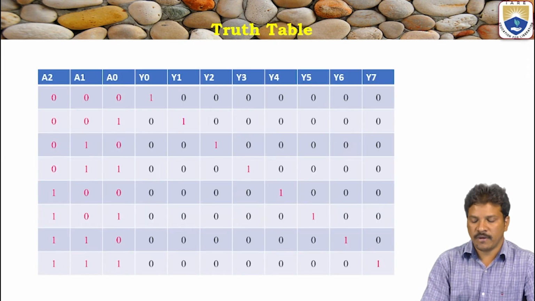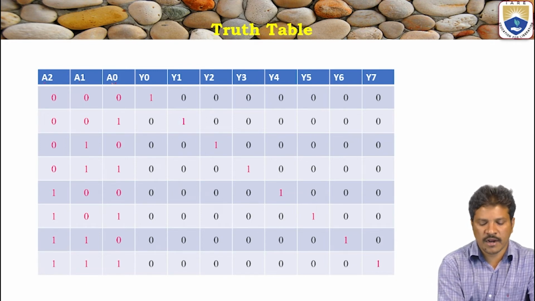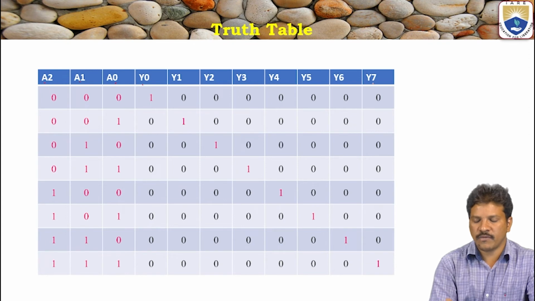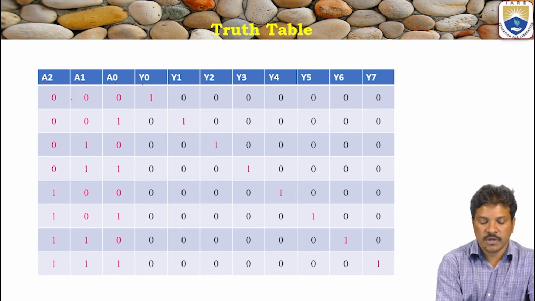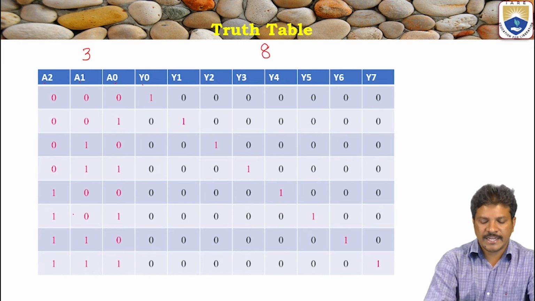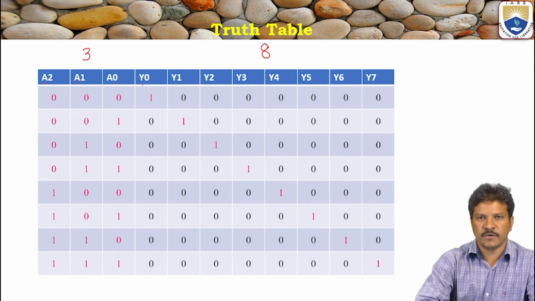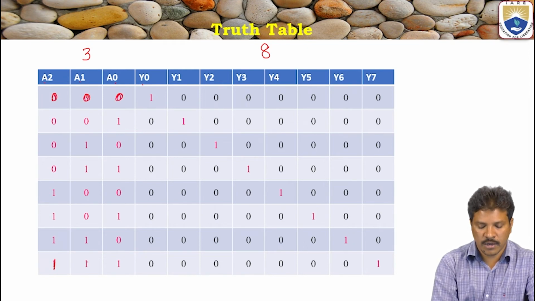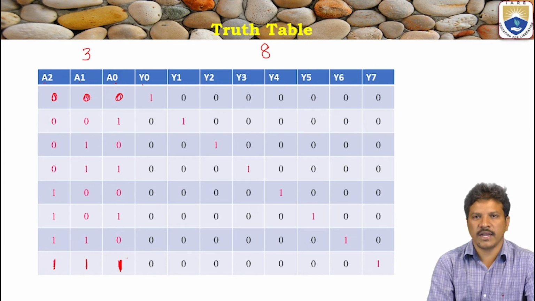Let us see the truth table for the 3 to 8 decoder. As the decoder says, it has 3 inputs and 8 outputs. Let us consider A2, A1, A0 as the 3 inputs and Y0 to Y7 as the 8 outputs. It is very easy to consider all combinations of inputs, since it is binary information: 000 to 111, all 8 combinations. And what is its corresponding output?